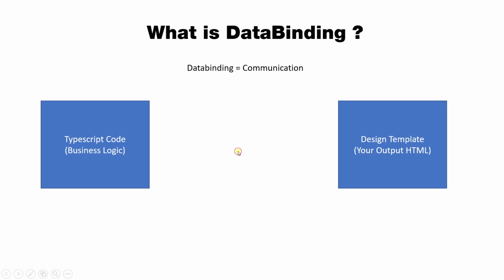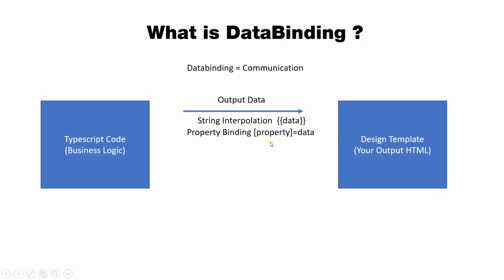There are four ways. First, we already have seen in our first lecture also, but we will again go through it to get the better idea. That was known as string interpolation. We used to write using two curly braces and the variable or the property name. When you want to output the TypeScript variable to your HTML, that is termed as string interpolation. Second is property binding that we will be learning in this tutorial.